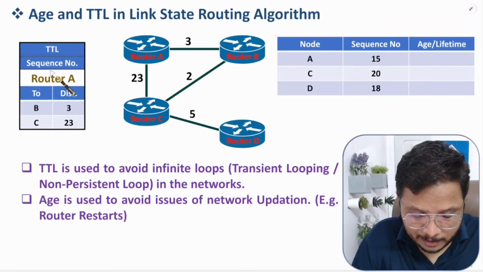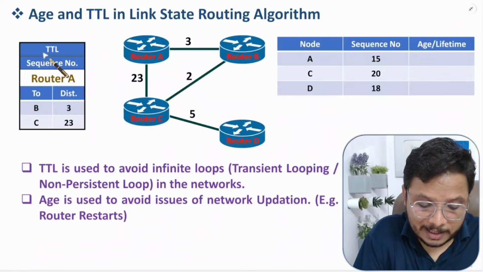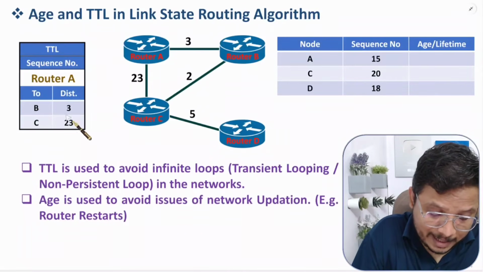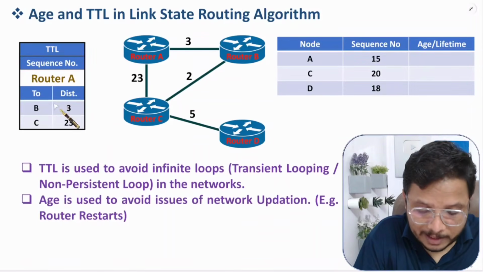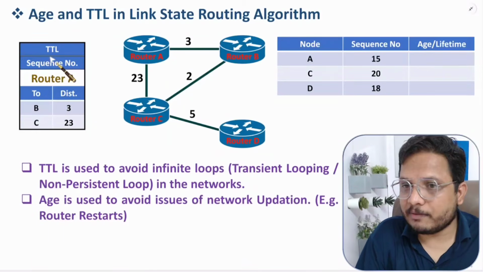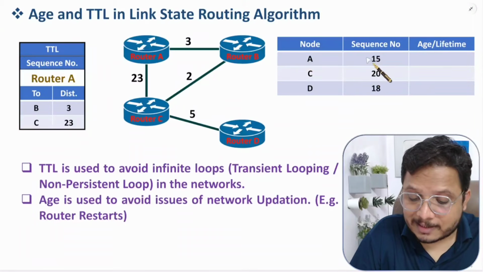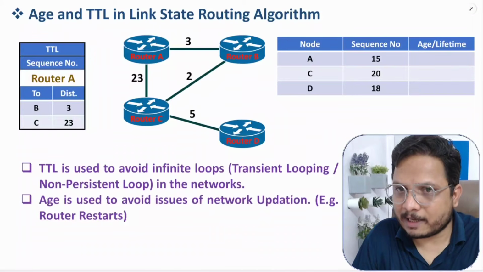So the TTL field is used over here to avoid infinite loops, and this TTL field is added along with link state information. So this link state packet has a TTL field. While when we talk about age, then age is there in the table of the router. Let me explain it to you with one practical example.